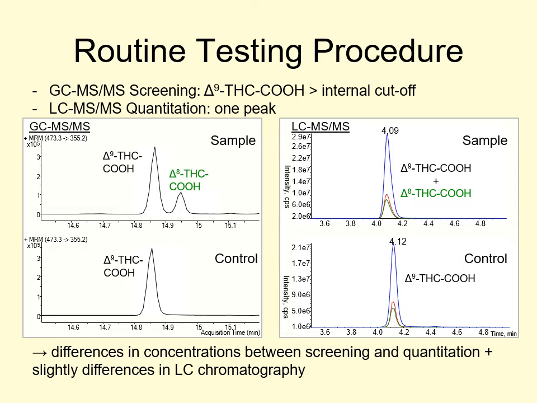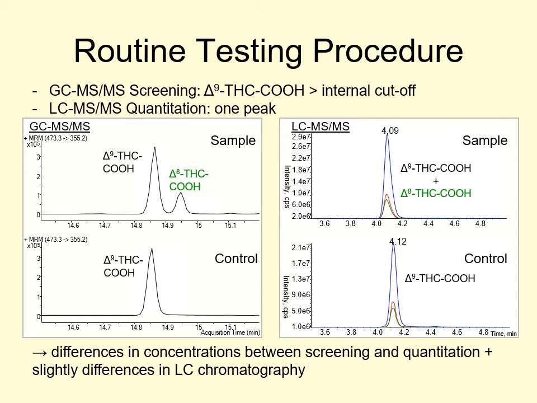On this slide, the results of the routine testing procedure are presented. The screening using GC-MS results in a finding of delta-9 THC carboxylic acid above the laboratory internal cutoff. A second peak is visible in the GC-MS chromatogram, which was afterwards assigned as delta-8 THC carboxylic acid. The quantification by LC-MS resulted in one peak, a co-elution of delta-8 and delta-9 THC carboxylic acid.